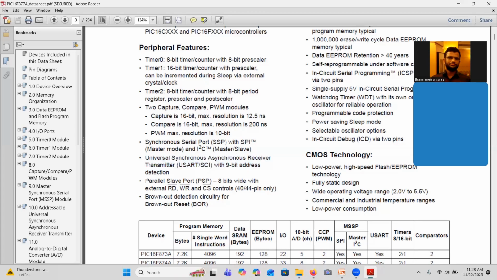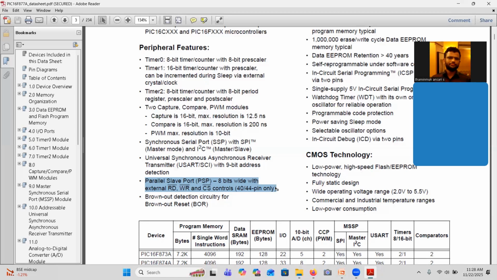Then there is a parallel slave port. In our project, we used to have a display. On that display, we show the status of ACC, driver info, trip computer value, ambient temperature value, and time.